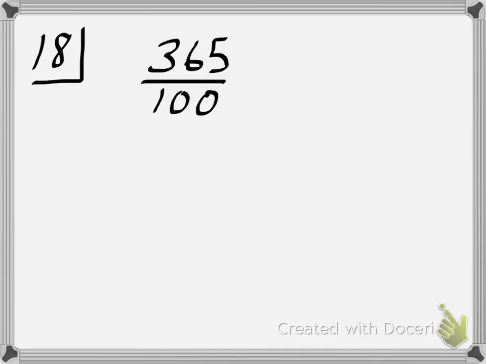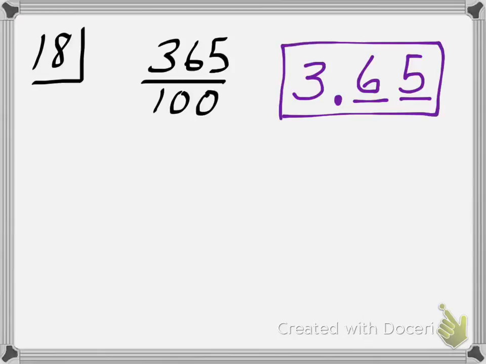Number 18, it says, write this in decimal notation. We have 365 hundredths. So for this problem, we have a little bit of a dilemma because hundredths has two places, but we have three numbers. So we can't put the 365 there. So we have to do it a little bit differently because it has to end. We always say the place it ends here. So it has to end with the 5 and the 6, which means the 3 would go in front. 3.65.